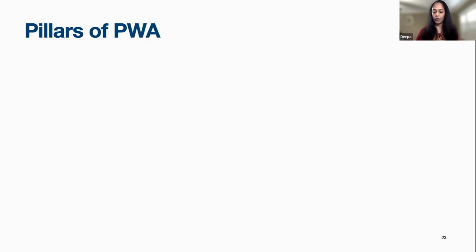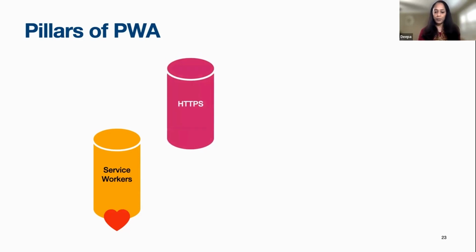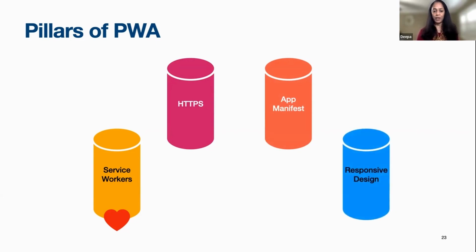There are major pillars for progressive web apps. Service workers are the heartbeat of progressive web apps. It's a file, which I'll be showing in a moment. It's a JavaScript file, which is the heartbeat of progressive web apps. If you do not have this service worker, then your app is not a progressive web app, okay? So it should be secure. It should be following the HTTPS protocol, right? And we'll be talking about app manifest and then responsive design.